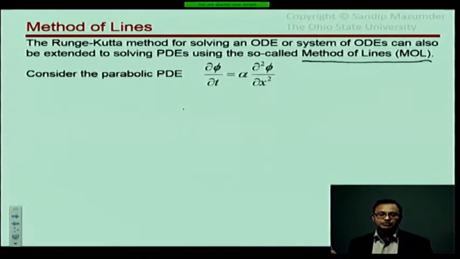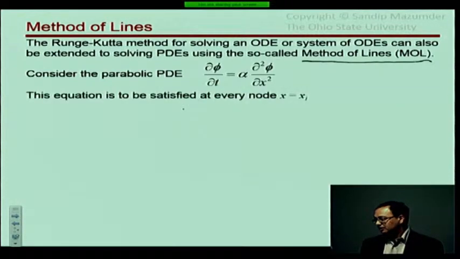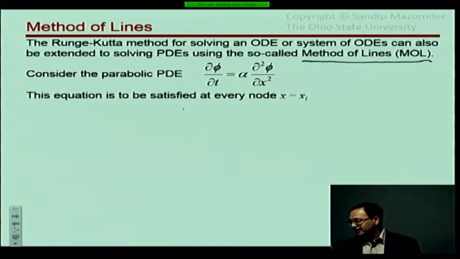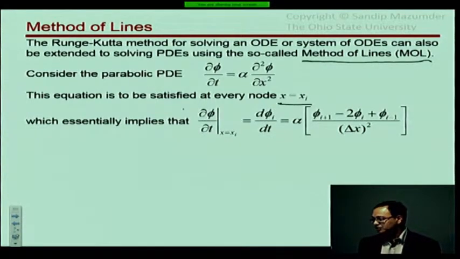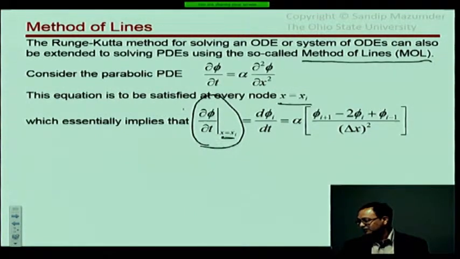We sort of digressed from the main topic of solving a parabolic PDE and went into ODEs, but now we are returning back to that. How do we apply what we just learned to this problem? This is our parabolic PDE. This equation is satisfied at every node x equal to xi, node in space, that is, which essentially means that I am satisfying this at x equal to xi. And of course the right hand side looks like that.